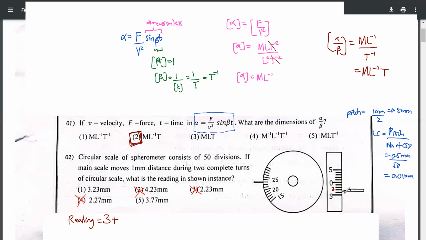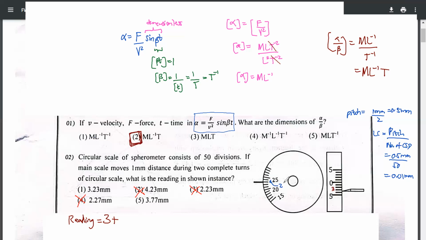Okay, right. So we have the least count. Now we need to figure out the coinciding unit. Which unit is coinciding here? It is this one, no? This unit. And what is that? It's 23.